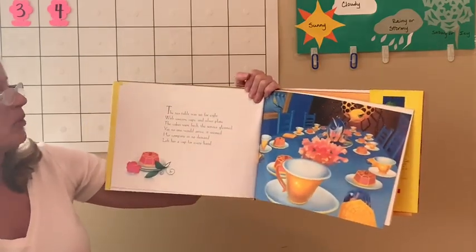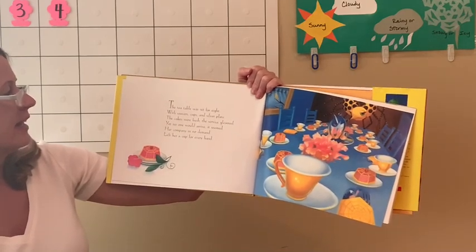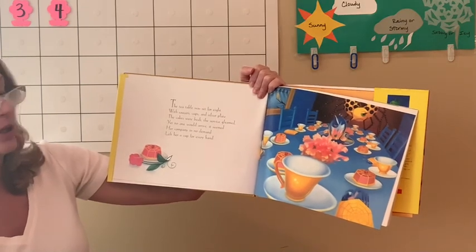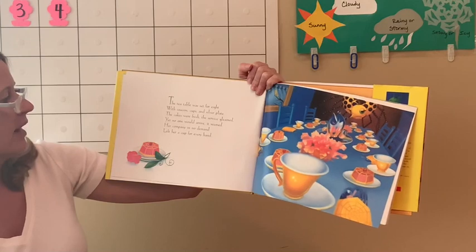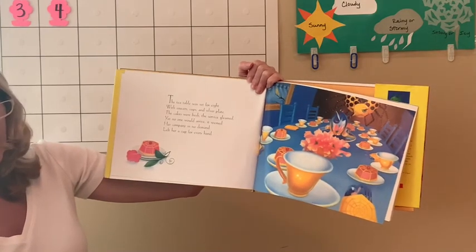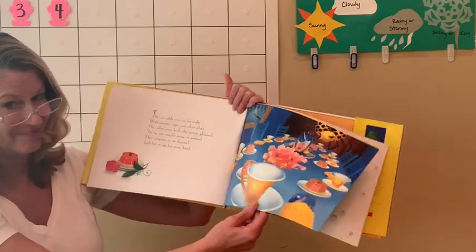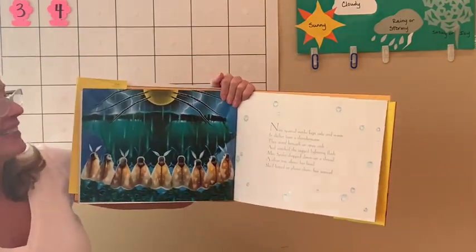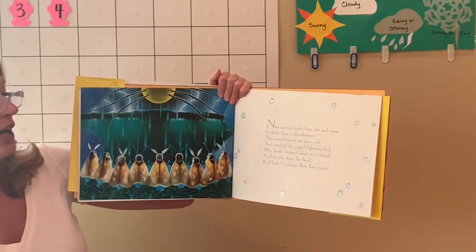The tea table was set for 8, with saucers, cups, and silver plate. The cakes were fresh, the service gleamed, yet no one would arrive, it seemed. Her company in no demand left her a cup for every hand. How many hands would a spider have? 8. 9 spotted moths kept safe and warm in shelter from a thunderstorm.